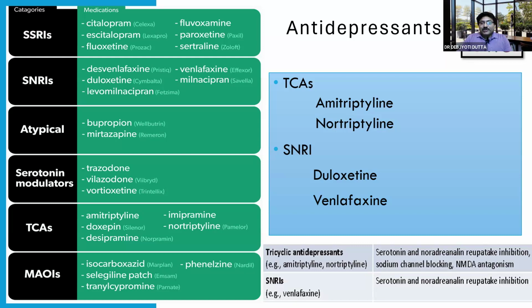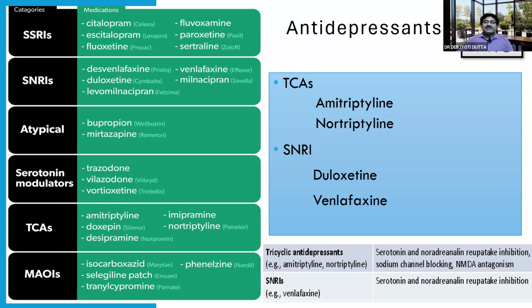So, what is the difference between amitriptyline, nortriptyline, duloxetine, and venlafaxine? Basically, these are the most commonly used antidepressants for pain. Now, tricyclic antidepressants work on a wide variety of receptors, including serotonin, noradrenaline, sodium channel blocking, and NMDA antagonism. These are the older compounds, also known as tricyclic antidepressants. Regarding amitriptyline and nortriptyline, both are used for pain. It is said that nortriptyline has a little better side effect profile than amitriptyline.